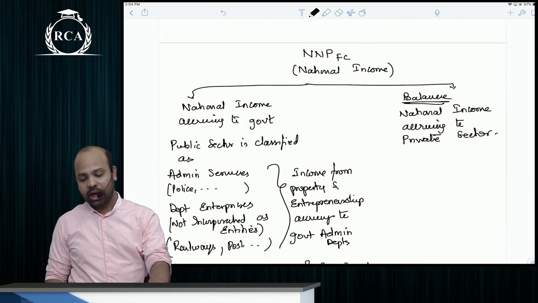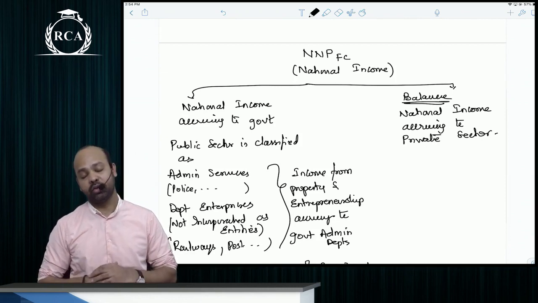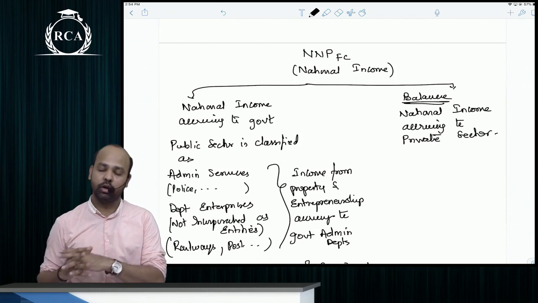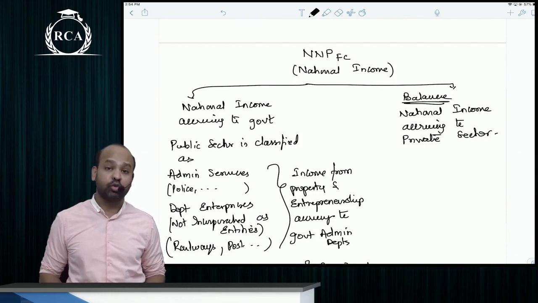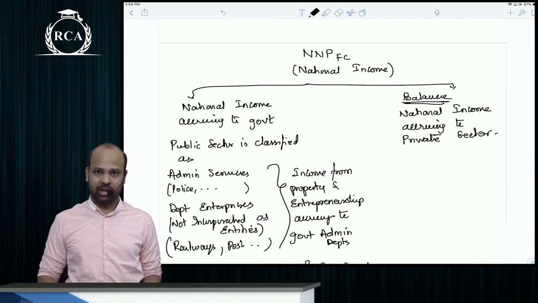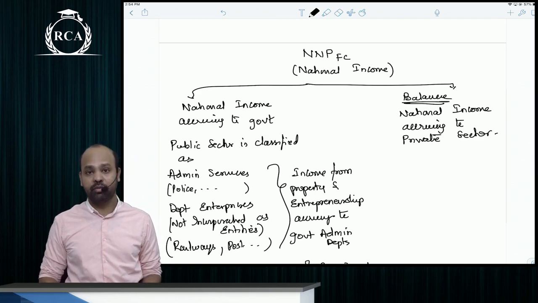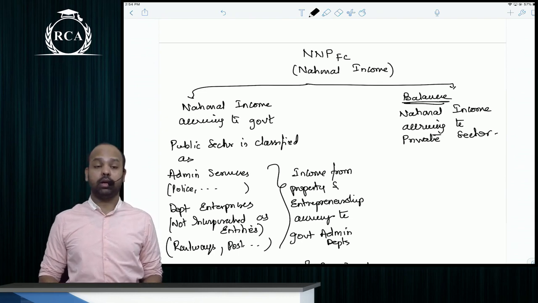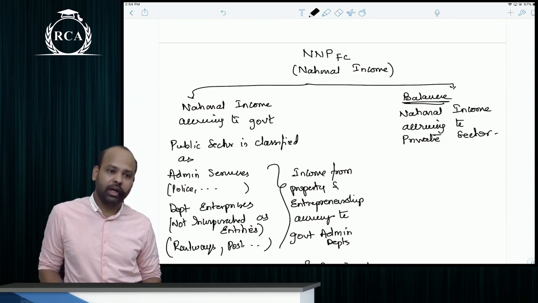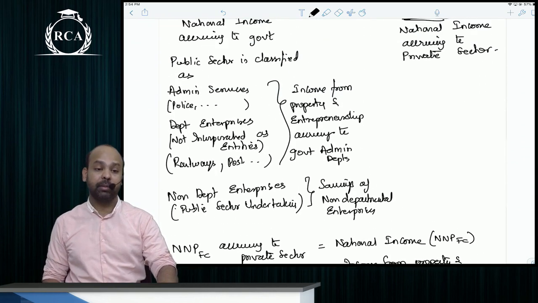Okay sir. After this, we moved on to concepts of private income, personal disposable income, national disposable income, gross national disposable income. Out of the total national income, part accrues to the private sector, a part accrues to the public sector. The part that accrues to the public sector is termed as income from property and entrepreneurship of government departments. And then the other one, non-departmental enterprises, these are set up as separate entities, we call it savings of non-departmental enterprises.